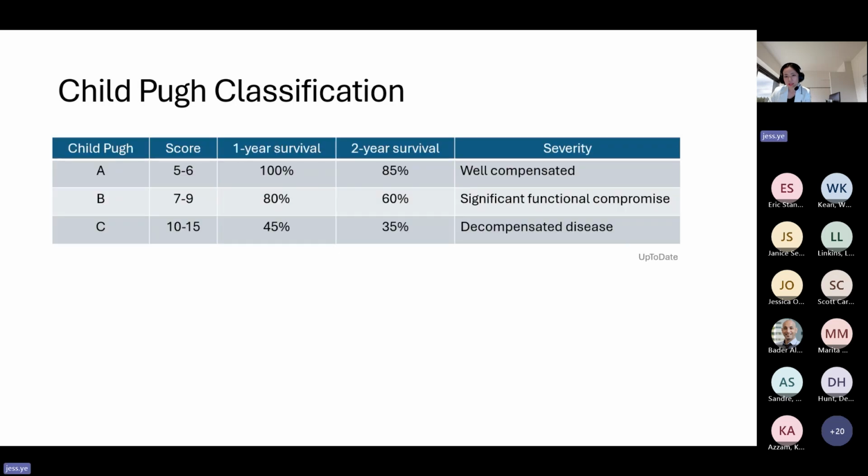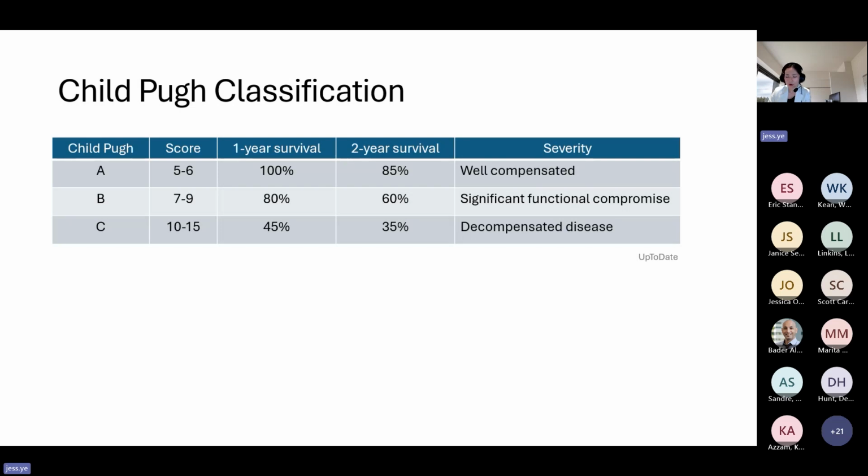For Child-Pugh A, it's a score of 5 to 6. These patients have a median survival of 100%, so pretty good. They have usually compensated cirrhosis. Child-Pugh B is a score of 7 to 9, and these patients have an 80% 1-year survival. They do have significant functional compromise.